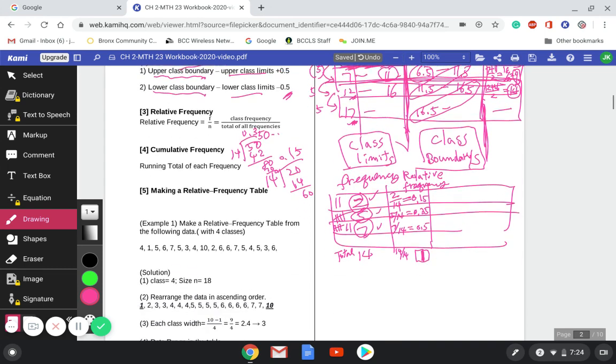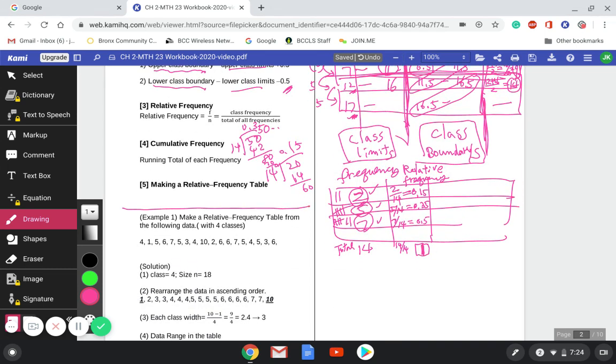Okay. So now let's look at this example. They want to make a relative frequency table. In the question, it says, make a relative frequency table from the following data with 4 classes. So they gave you how many classes you need. So what do you do when they ask you to make a relative frequency table? Well, first you count 1, 2, 3, 4, 5, 6, 7, 8, 9, 10, 11, 12, 13, 14, 15, 16, 17, 18. So you make it n equals 18.